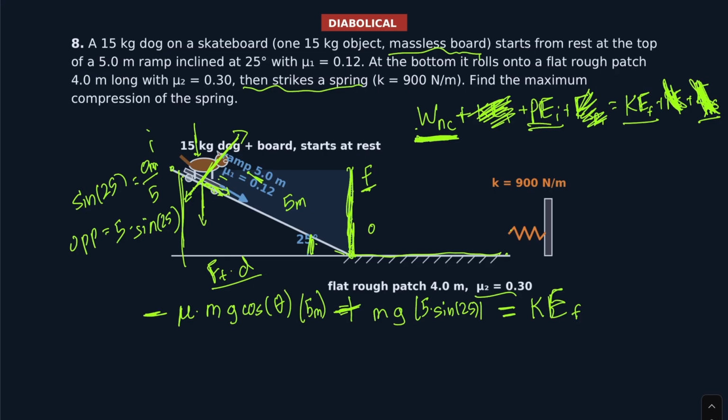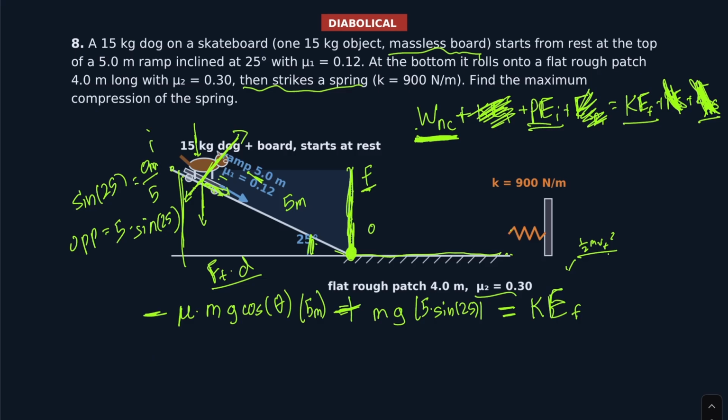Now the reason I'm not writing this as 1/2 mv final squared is because we don't need that. We just need to know how much energy it has at this point. Once we know that, we can use that as the energy initial over here. We don't really need this actually, so we can ignore it.